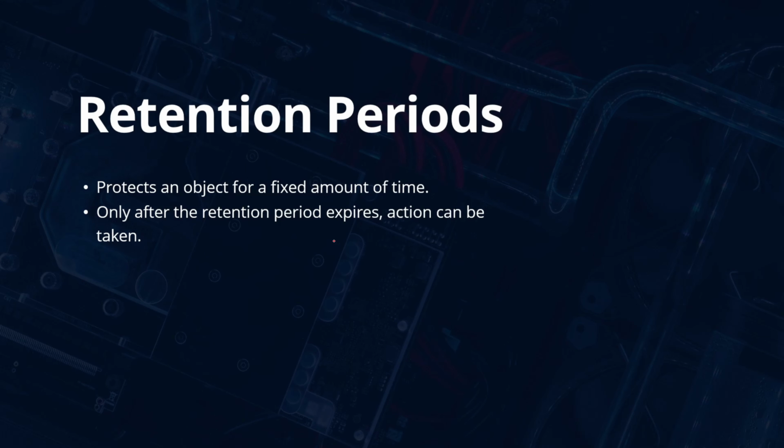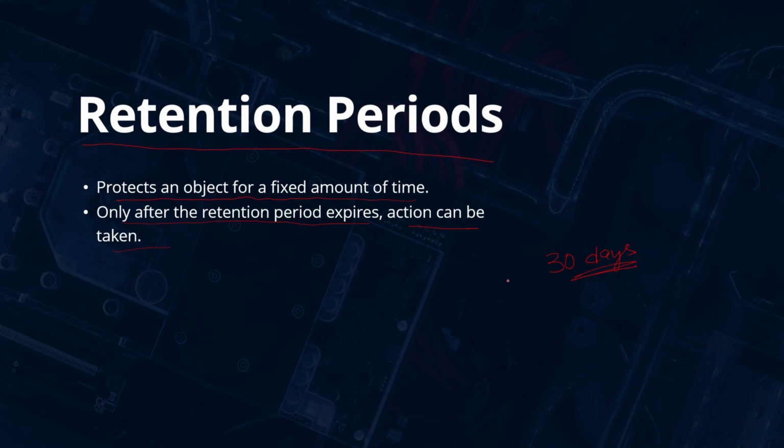Moving forward, we have something that is called retention period. Now, this retention period is common for both of the object lock modes that we have. It basically protects an object for a fixed amount of time, and only after the retention period expires, action can be taken. So, for example, you uploaded an object to an S3 bucket, and you set an object lock onto that and say that you want the retention period to be 30 days. Okay, your retention period is 30 days.